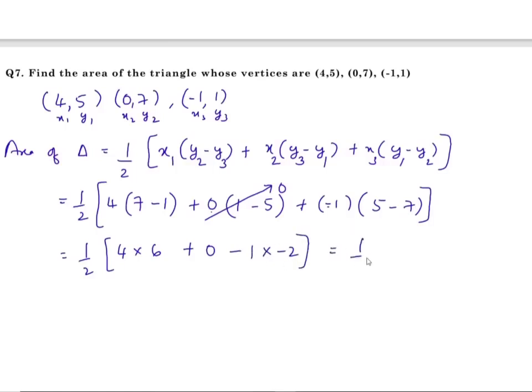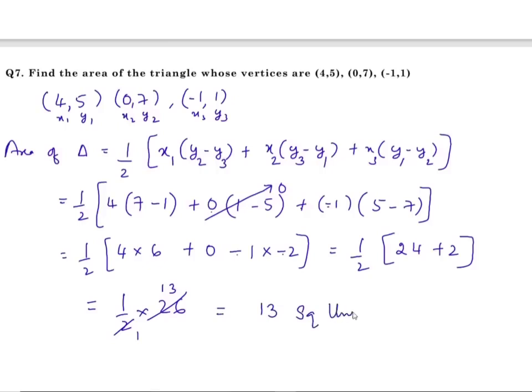What we get is half into 4 sixes are 24, minus into minus, this minus and this minus, what we get is plus. So minus into minus plus, 2 ones are 2. So what we get, half into 24 plus 2 is 26. Now 2 ones are 2, 2 thirteens are 26, what we get is 13. Therefore, since it is area, we write it as square units. Therefore, area of triangle is 13 square units.